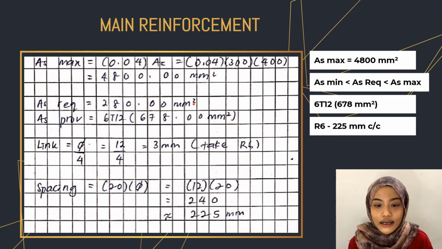Based on our calculation, the value of AS required lies between AS minimum and AS maximum. Hence, this column design is passed. We decided to use 6T12 with area 678 mm square for the main reinforcement bar. Next, we need to find the size of link and the spacing for the steel bars.